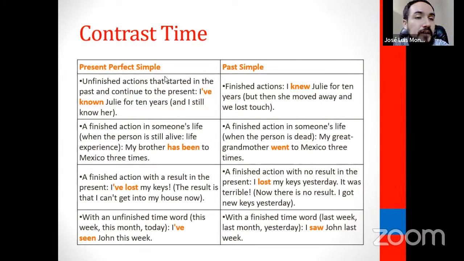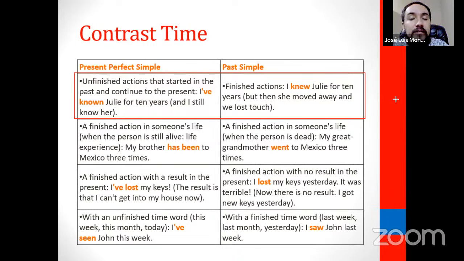So it says contrast time, the present perfect simple versus the past simple or simple past. So I'm going to start reading, and we're going to do it this way. Present perfect simple: unfinished actions that started in the past and continue to the present. That's very important. Unfinished, and they continue to the present. That's not happening with the simple past. It happens with the present perfect.